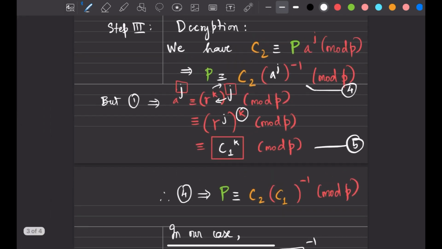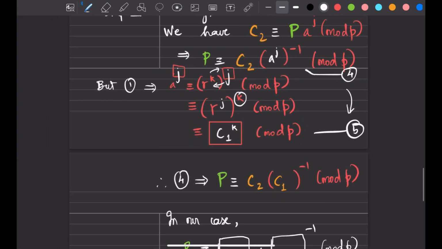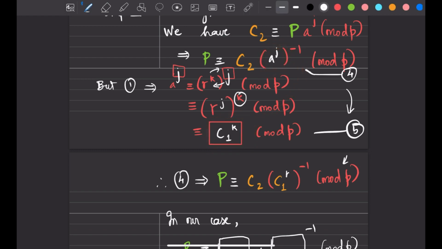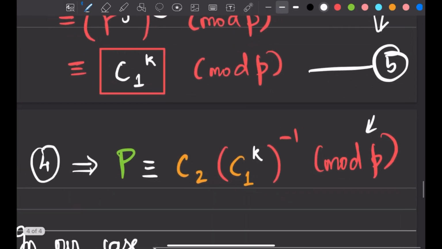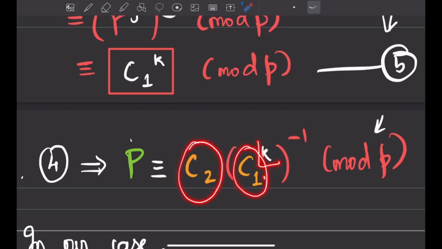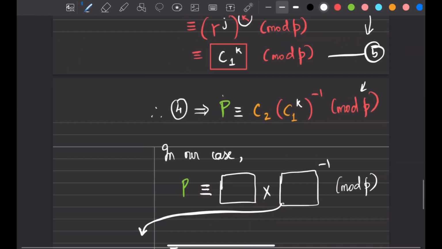Using equation number 4 and 5, I can write my plain text P as C2 times, instead of A raised to J, I now write C1 raised to K. So, as you can all see, to obtain the plain text P, you need both the ciphertexts and also the private key K, which is known only to the receiver. Okay.